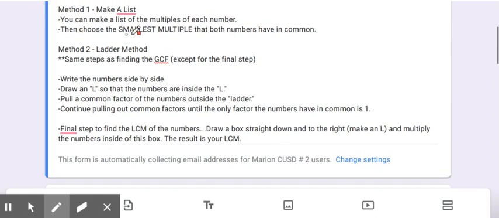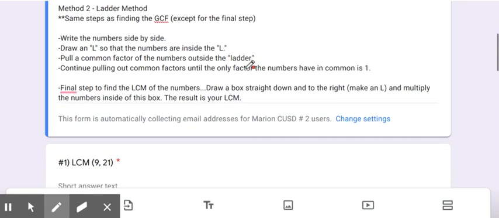Number one, we can make a list of all the multiples of the numbers and then choose the smallest multiple that both numbers have in common, because that smallest multiple that both numbers have in common is the least common multiple. Or method number two, we can use the ladder method, just like we use for the GCF, the greatest common factor. And all the steps are the same except for the final step when finding the LCM.